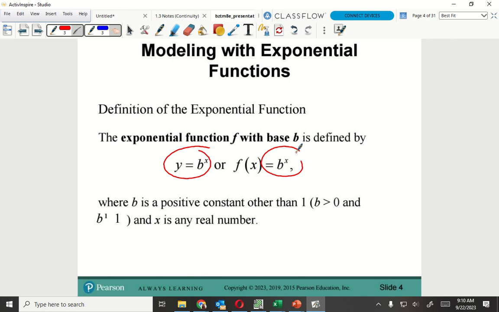Where b is a positive constant other than 1. A positive constant other than 1, and b has to be greater than 0, and b is not equal to 1. Okay. And x is any real number. Any real number. Real numbers. Okay? Not imaginary numbers. Real numbers. Good. Positive constant. And it has to be greater than 0.